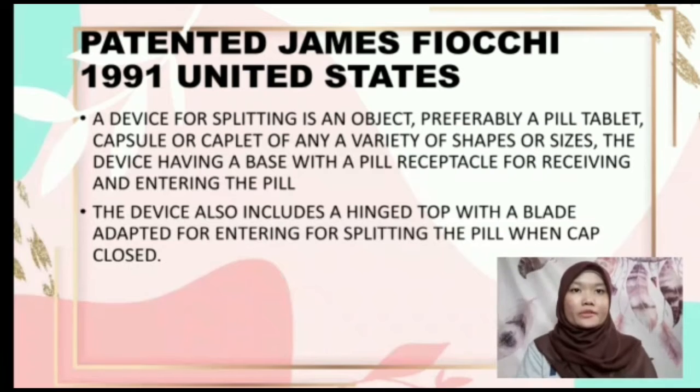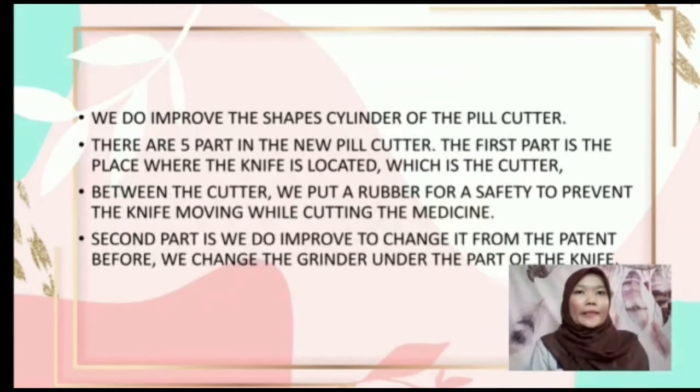The next patent is by James Filchi, 1991, in the United States. It is a device for splitting an object, preferably a pill, tablet, capsule or caplet of any variety of shape or size, the device having a base with a pill receptacle for receiving the pill. The device also includes a blade in the top, adapted for splitting the pill when the cap is closed. The improvement that we make in the new pill cutter is in the shape of the cylinder of the pill cutter.